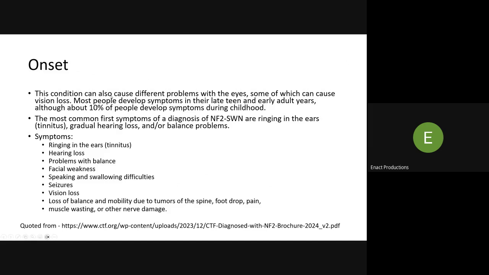Most people develop symptoms in their late teens and early adult years, although 10% develop symptoms during childhood. So that's kind of an important point. Anytime you hear about when a disease onset is related to mutations in cancer, the onset is very meaningful because it's telling you a lot about the developmental biology. So for example, some mutations are so severe that you're a non-viable embryo. We never hear about these people because they are never born, or they're just not viable very early.